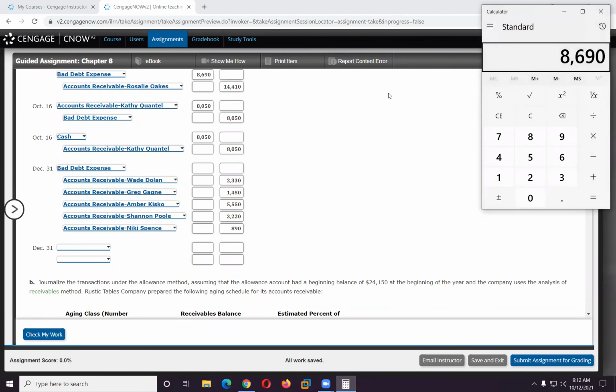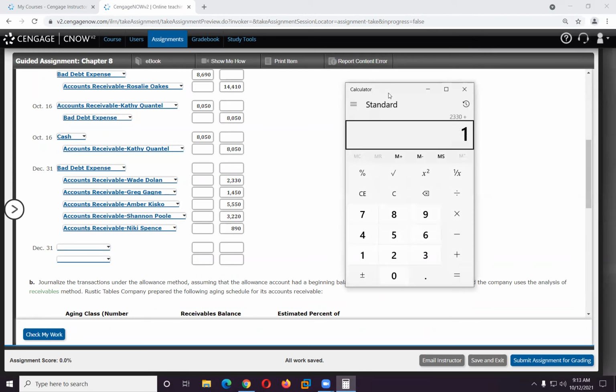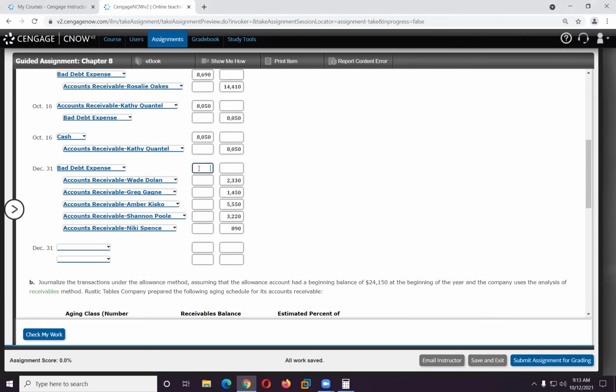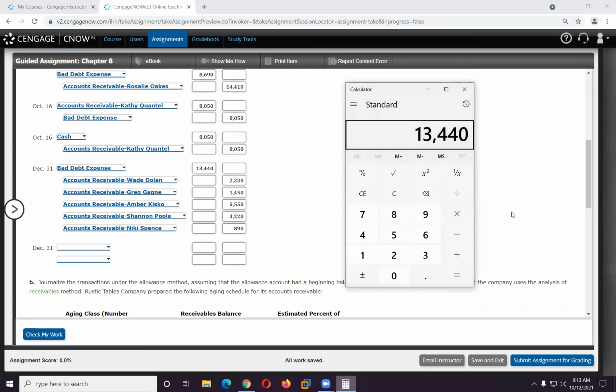Okay, we're gonna add all those up. And that'll be the amount of our bad debt expense. So what we're really saying here is we're taking the expense for all of these different accounts receivable amounts that we don't think we're going to collect from somebody. And then by crediting the accounts receivable, we're actually wiping out those debts. So we're telling these people, you don't have to pay us anymore.